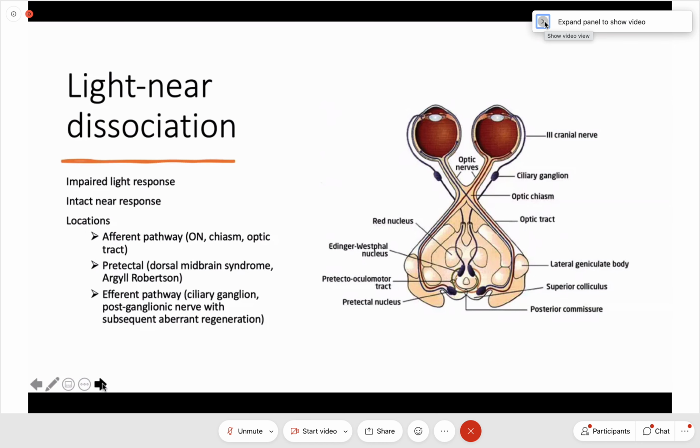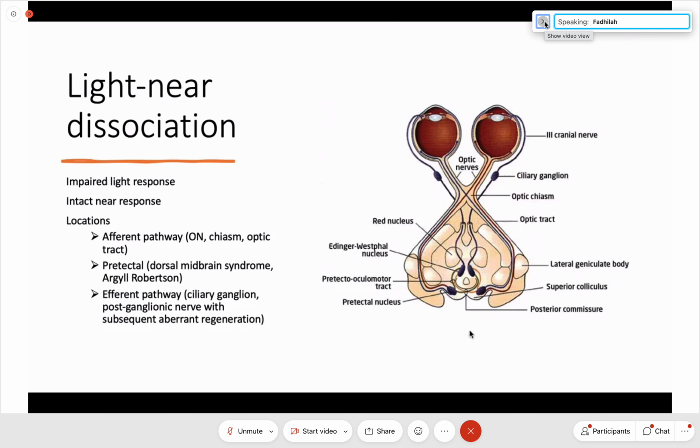Now, light-near dissociation means that the light response directly to the eye is impaired, but near response is much better. So where could the lesion be? There are 3 locations. Number 1 is at the afferent pathway. I hope by now you know afferent is from where to where. So this could be lesions in the optic nerve, the chiasm, the optic tract. Secondly, it could be at the pretectal area. It's around here. Alright?